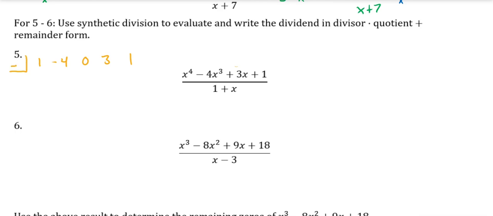X equal to minus 1, that's our root. And we put that in the box. Drop this first one down and begin our algorithm. Minus 1 times 1 is minus 1. Take their sum is minus 5. Minus 1 times minus 5 is positive 5. Take their sum, that's 5.